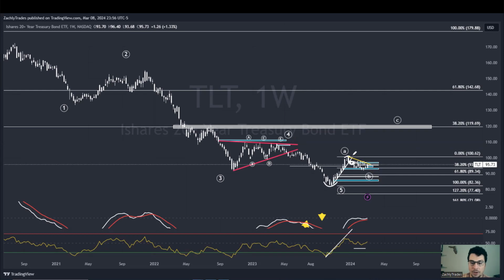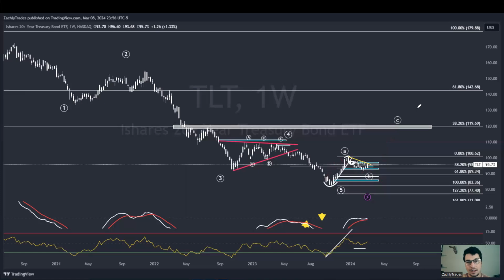But ultimately, what we'll be looking for is a target of around 120, which the 38.2% retracement is going to be 119.69. So right around that 120 area. We've also got old support, new resistance right in there, a key little zone. So ultimately, I think when the Fed does start to cut rates, that 120 is going to be an area where TLT can head towards.